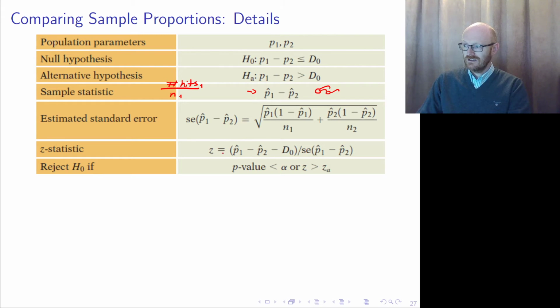So it really says how many standard deviations away from 0, or our cutoff, is our difference in proportions, as measured in standard deviations.